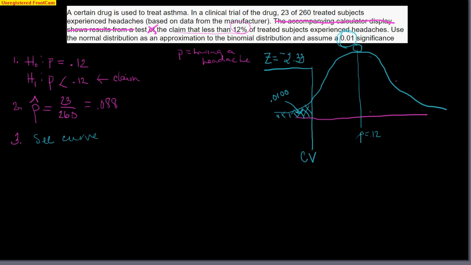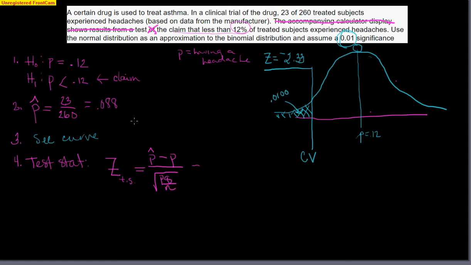And this is the most mathematical portion of our test. Finding the test statistic, it's just a z-score. Z of our test statistic is going to equal our sample probability minus p divided by the square root of p times q divided by n.